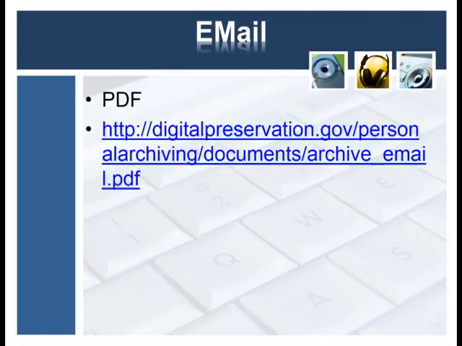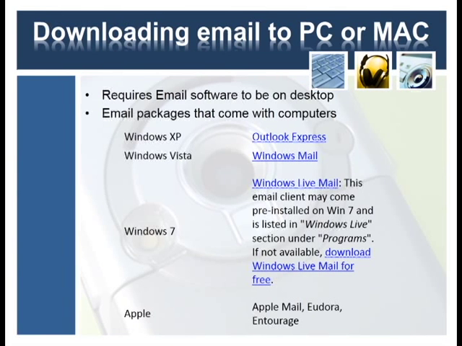Now, so these are the steps, and I'll just step back a minute here. So if you're using Windows XP, you have Outlook Express. That's the software package you want to use. Windows Vista, Windows Mail, Windows 7, Windows Live Mail, Windows 10, I'm not sure what it is. Dawn, do you know what it is? I think it's the same. Windows Live? Yeah, okay. And then Apple, you have Apple Mail, Eudora, or Entourage. So those are the things that you want to make sure is on your desktop to save your email.